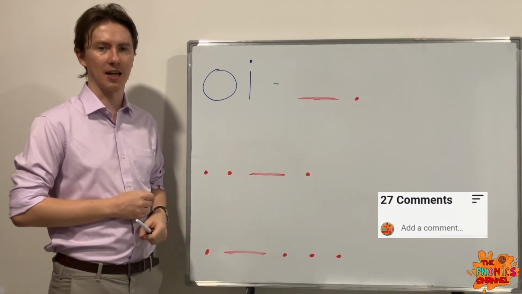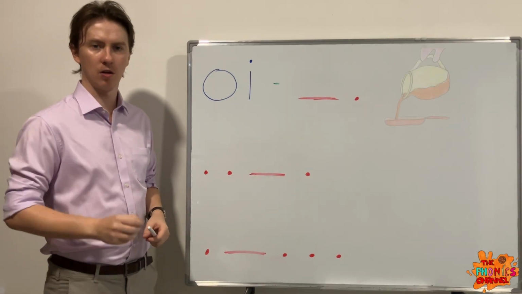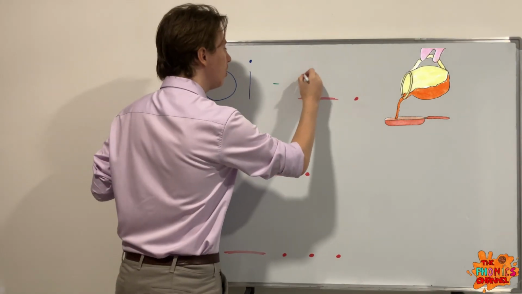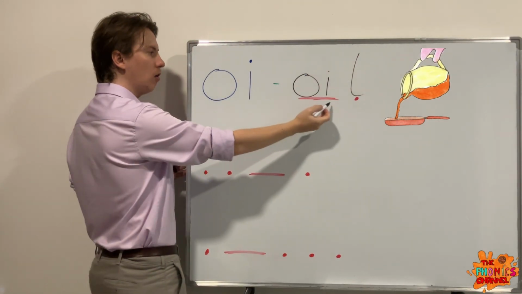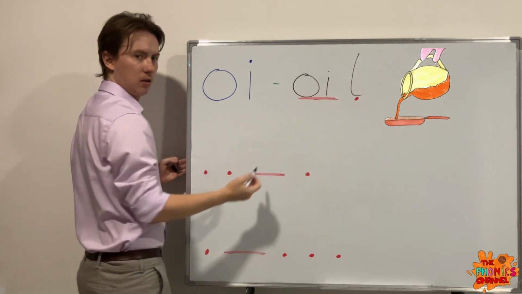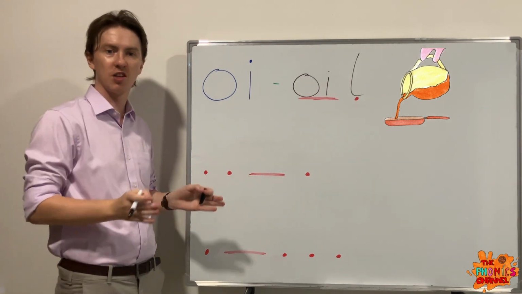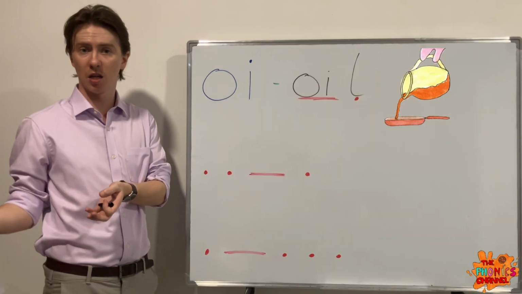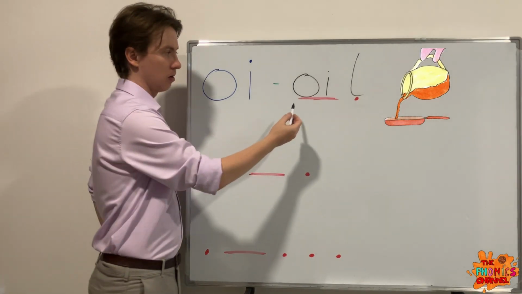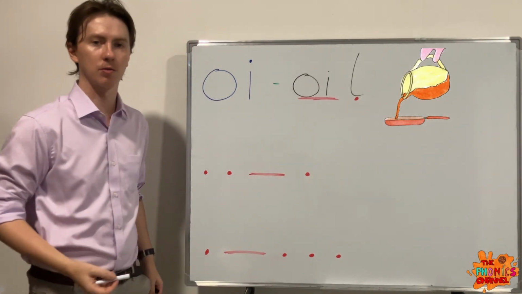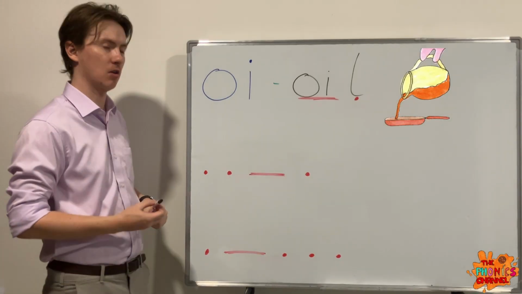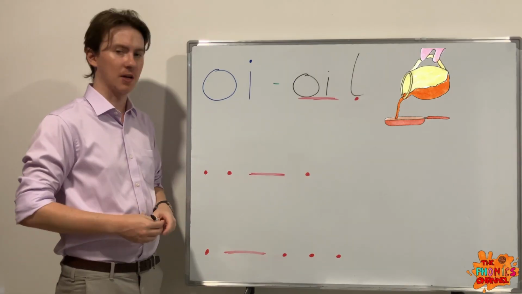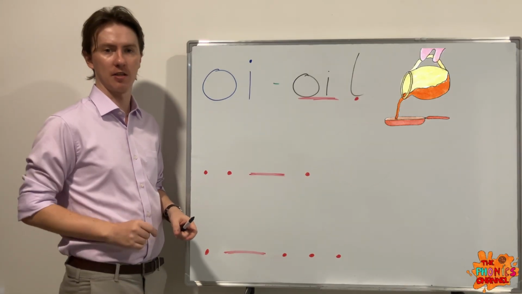The first word we have is oil. Oil. Oi. Oil. Okay, I need to change the oil in my car. Oil. So that's 3 letters making 2 sounds. Oil. Super.